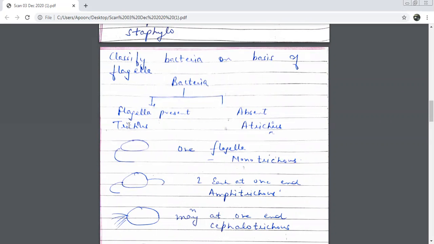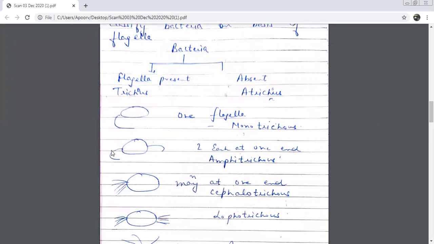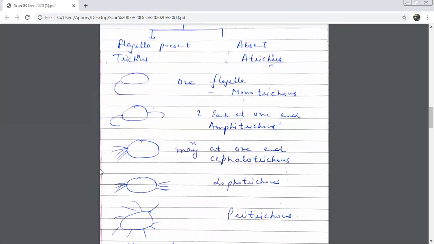If flagella are present, they are called trichous. And if they are absent, they are called atrichous. Now tell me, if one flagellum is present, we are going to call it? Monotrichous. One here, one there, one at each end, we are going to call it amphitrichous. Many at one end, cephalotrichous.